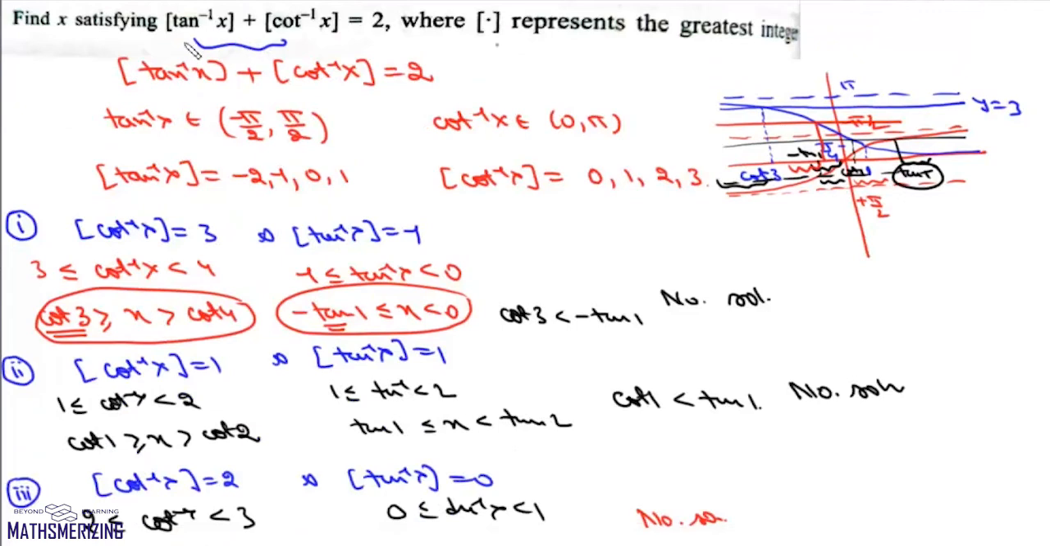So this equation, greatest integer function of tan inverse x plus greatest integer function of cot inverse x equals 2, doesn't have any solution. So the answer to this question is no solution.